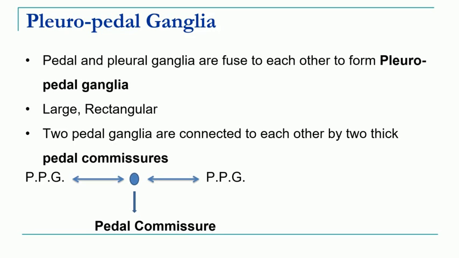Now we come to the third type of ganglion, that is the pleuropedal ganglion. Though we have seen that there are two types, pleural ganglion and pedal ganglion, these pleural and pedal ganglia are always connected or fused with each other to form the pleuropedal ganglion. How are they? They are large and triangular to rectangular in shape, and the two pleuropedal ganglia are connected to each other by the pedal commissure. So this pleuropedal ganglion is connected with another pleuropedal ganglion by the pedal commissure.